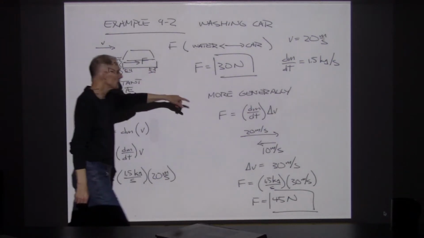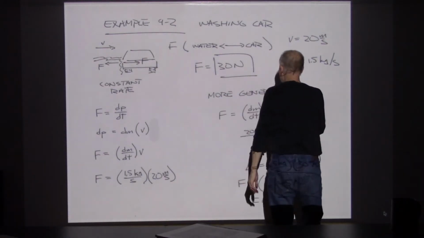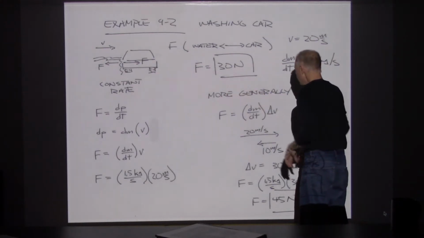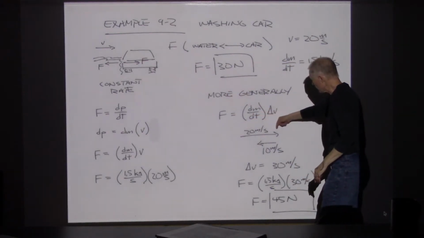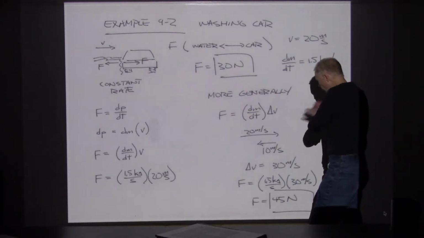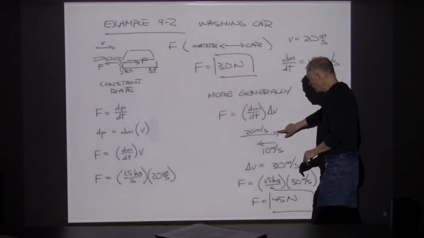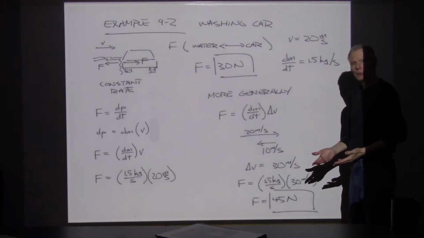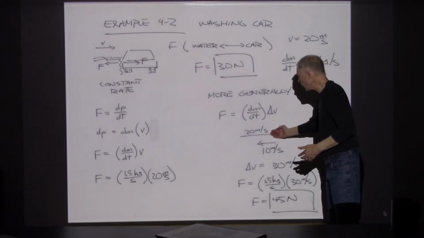But more generally, what we can do is say, look, if it bounces off, what if the water comes in at 20 meters per second, and there's enough force to completely stop the water, and then there has to be additional force to push the water off the car.